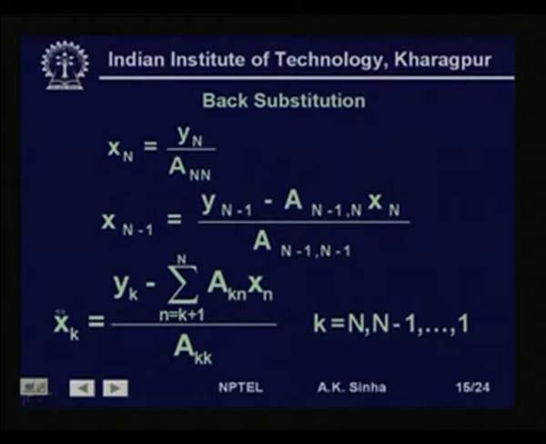Similar way, we can write for any general element x_k: x_k will be equal to y_k minus the summation of a_kn into x_n for n equal to k plus 1 to n, divided by a_kk, for k equal to n, n minus 1, and so on up to 1. That is, we proceed backward from the nth element to the first element, starting with the last equation and going backward up to the first equation. In this way, we can find all the unknowns x.